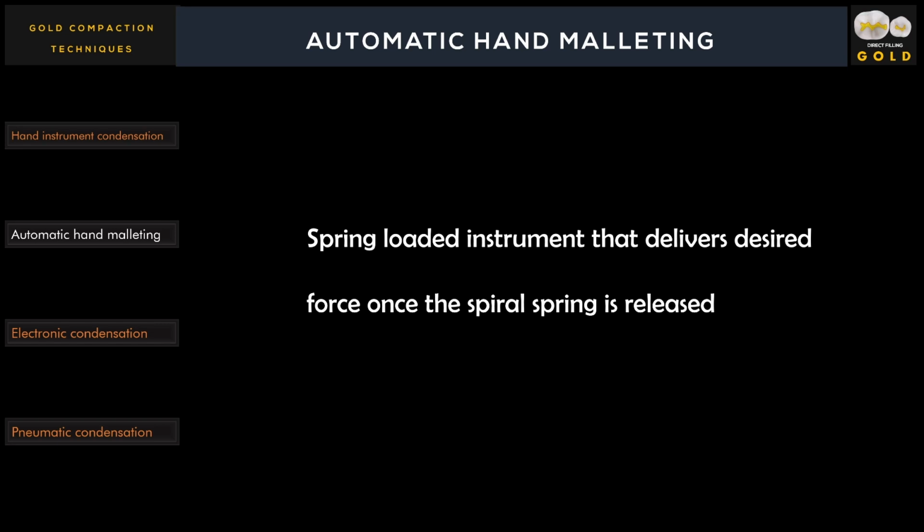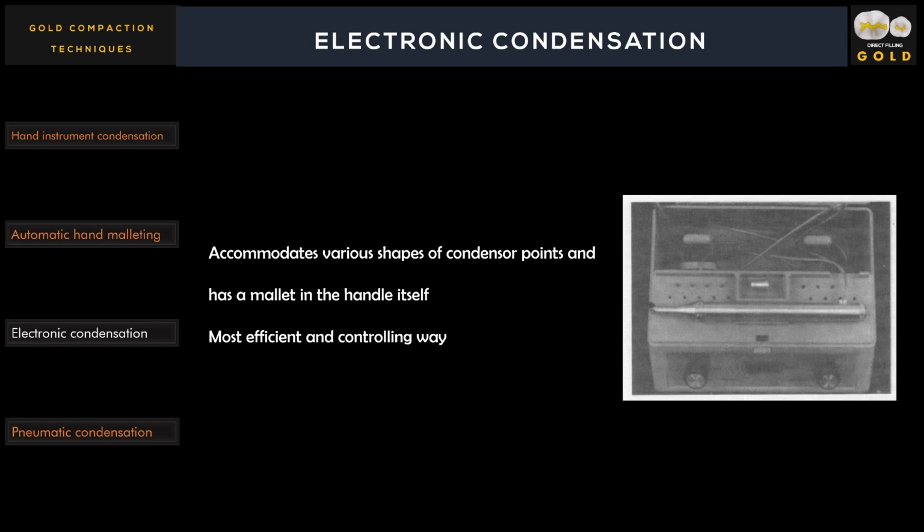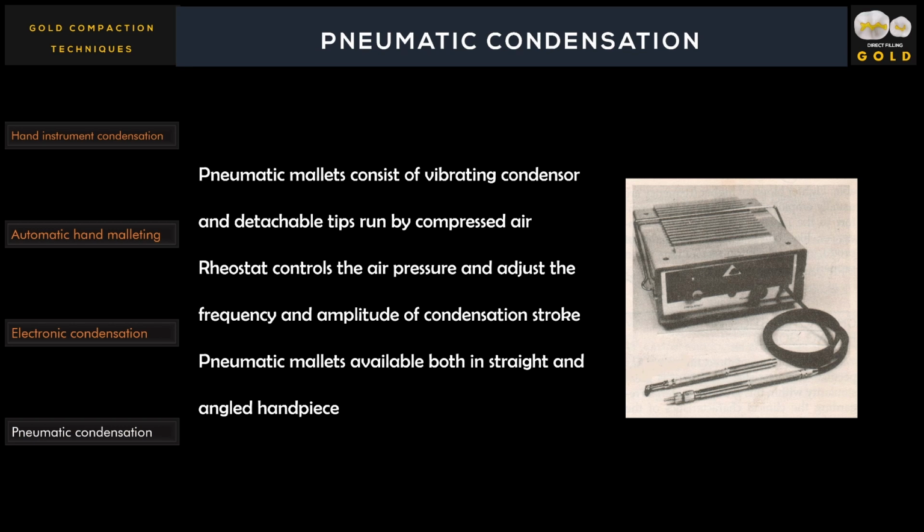In case of electronic condensation, there are electronic condensers available. The tip of these condensers can be changed and different types of condenser tips are available. This can be placed on top of the increments, and once the equipment is activated, the tip will move electronically and start compacting the direct filling gold. This is very easy and a well controlled technique for doing direct filling gold compactions. The last technique is the pneumatic condensation, in which compressed air is used for creating vibration and tip movements which can condense the direct filling gold material.